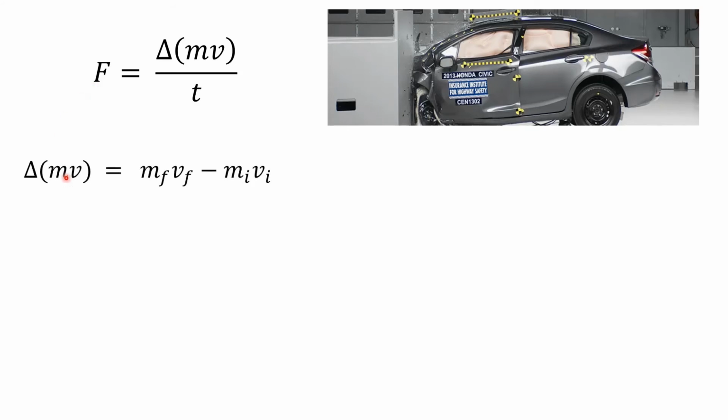So to do that, the first thing I need to do is figure out what its momentum change was. So I take the final momentum and I minus the initial momentum. Well, the final momentum is going to be 0. The car crashes and comes to a stop.